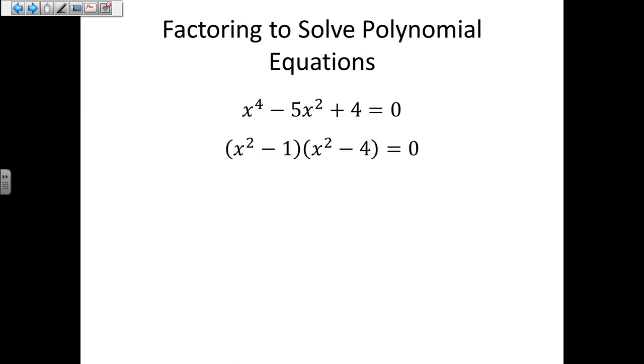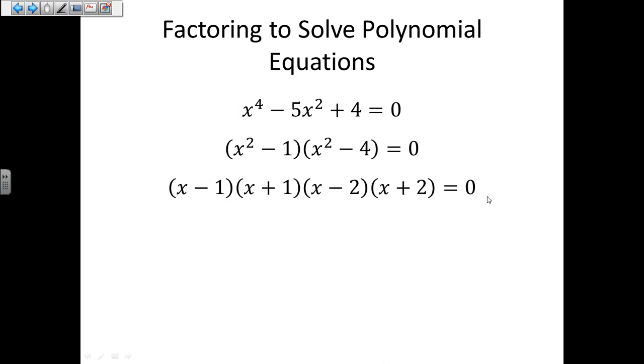Now when I factor it like a quadratic, I don't have x minus 1, I have x squared minus 1 and x squared minus 4. Each of these can be factored further. They're actually both difference of squares. So I'm going to factor them as such, and you need to know how to factor a difference of squares. X squared minus 1 becomes x minus 1 times x plus 1. X squared minus 4 becomes x minus 2 times x plus 2.